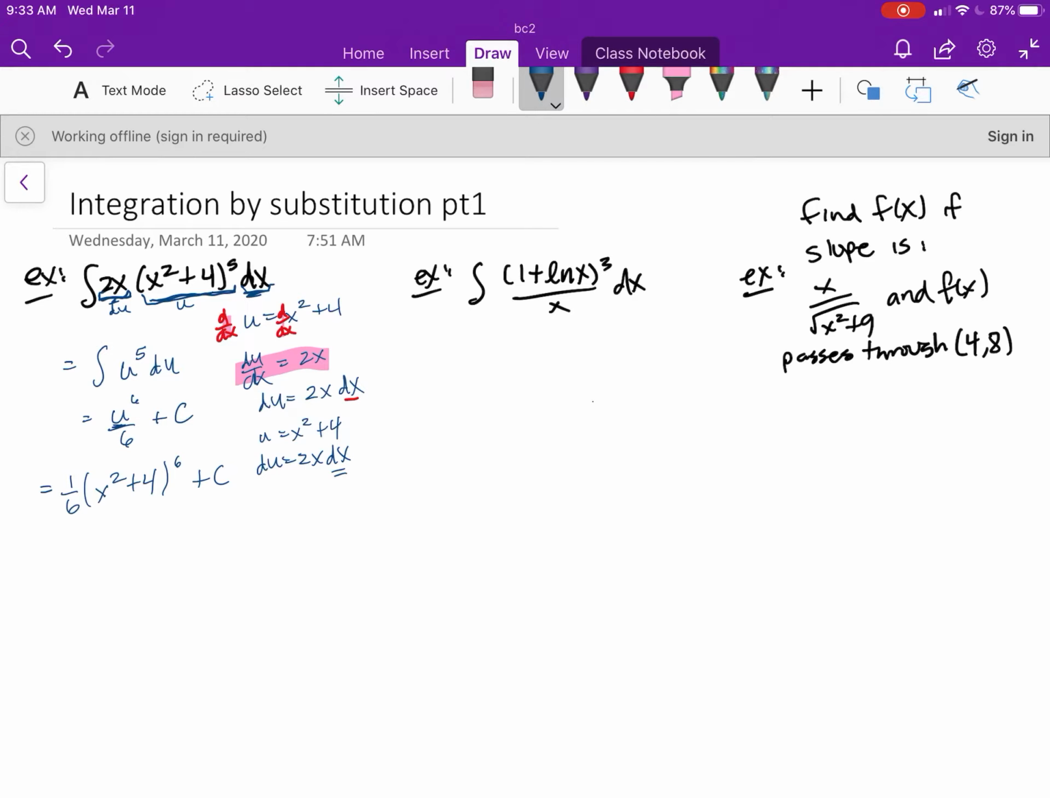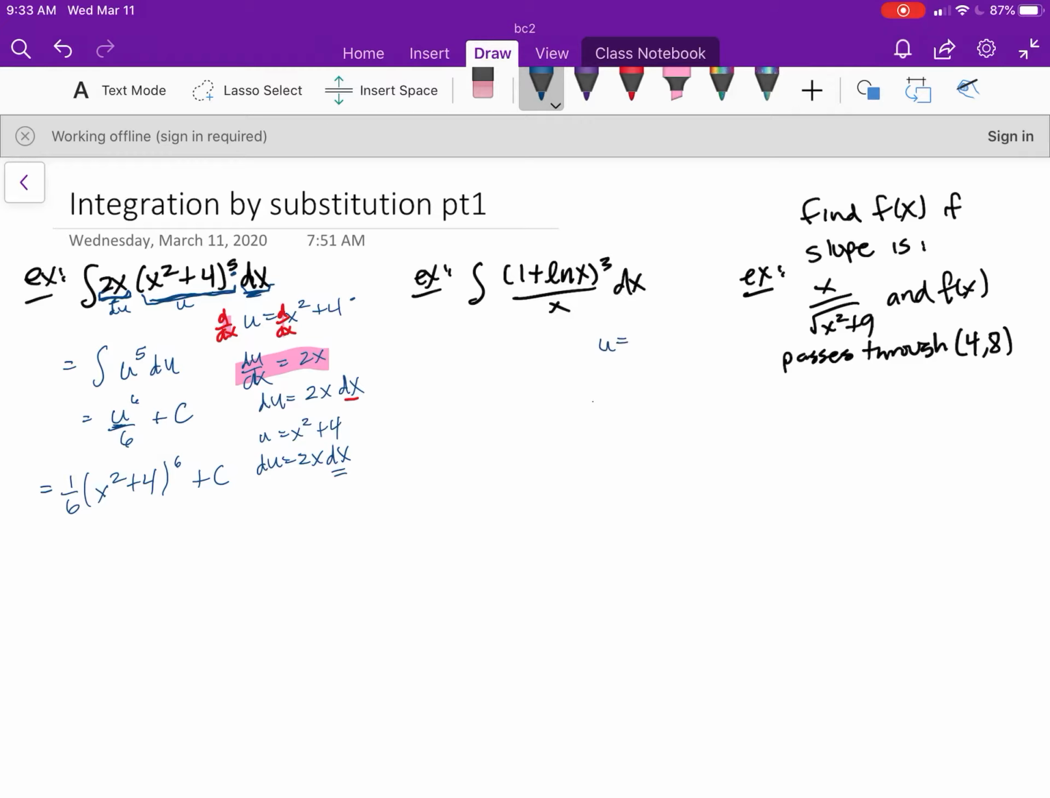Okay, let's look at one a bit more complex. Like I said, u is typically the ugly part. Often we don't include the exponent. Notice I didn't put to the fifth here, right? I just took the inner part. So let's use that same strategy for the next one.